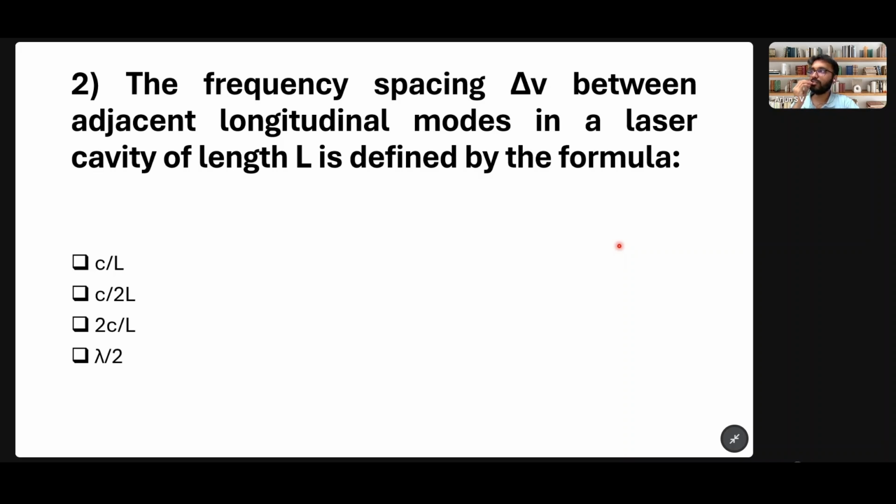The second question: the frequency spacing delta nu between adjacent longitudinal modes in a laser cavity of length L is defined by the formula. This we already discussed in the course recap as well as in the course contents. It's defined by the formula delta nu is equal to c by 2L, where c is the speed of light and L is the length of the laser cavity.